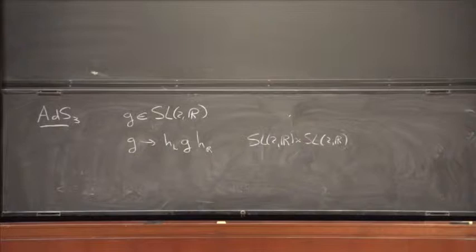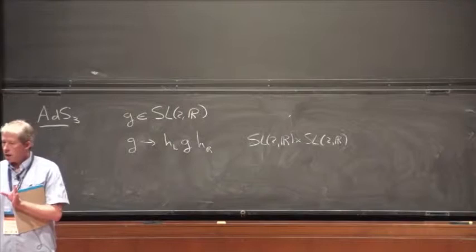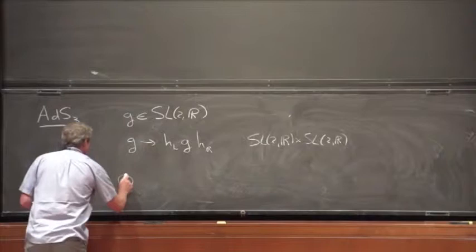But the way they back react is as follows: outside of any region where there's matter, the curvature of space is still negative. It has the same curvature as the AdS curvature. So locally, for every configuration of matter, the space still looks like AdS outside of the matter. So for example, if I have some object here, it could be a black hole, or it could be a particle.